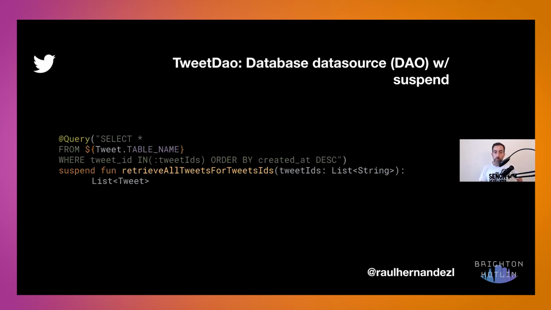Then if I want to do the same with the databases, the DAO for me is this. I am using the Room library here. You could use something else, of course. And I'm getting the results in descending order to pass from those tweet IDs and then retrieving that and getting those lists of tweets that I'm going to use later in my query.